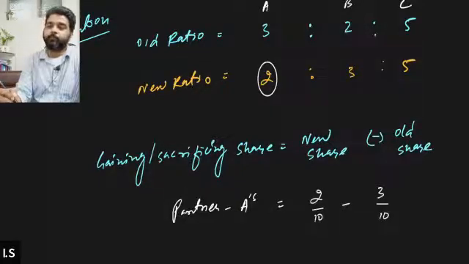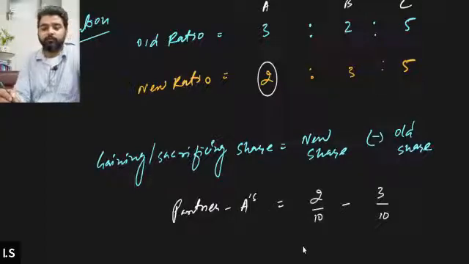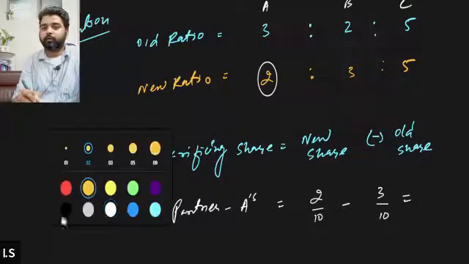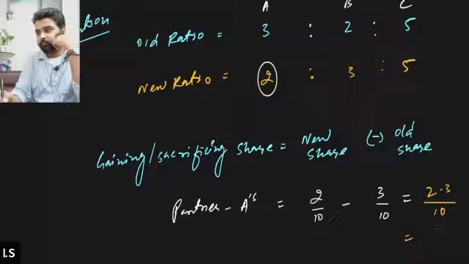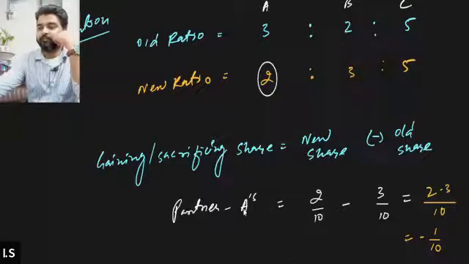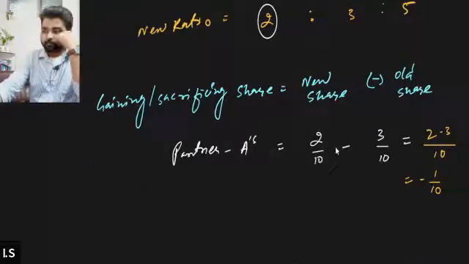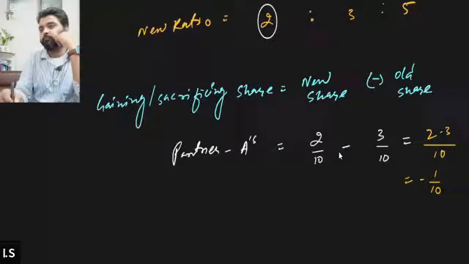Tell me, everyone. Yes, sir. Okay. So to find out the sacrifice or gain, we will subtract the old share from the new share. So subtracting 3/10 out of 2/10, we will have to take the LCM. The LCM, the denominator, will be 10, and 2 minus 3 gives the value minus 1/10. Is this calculation clear to all of you? Partner A's share will be minus 1/10.